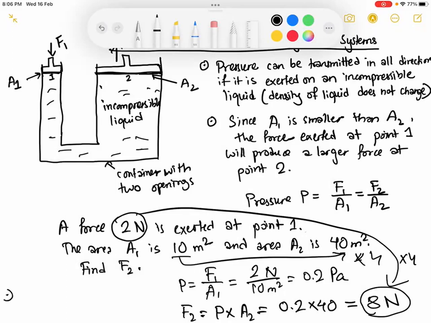Okay, the one last point is that thus we can use hydraulic system to lift heavy objects.